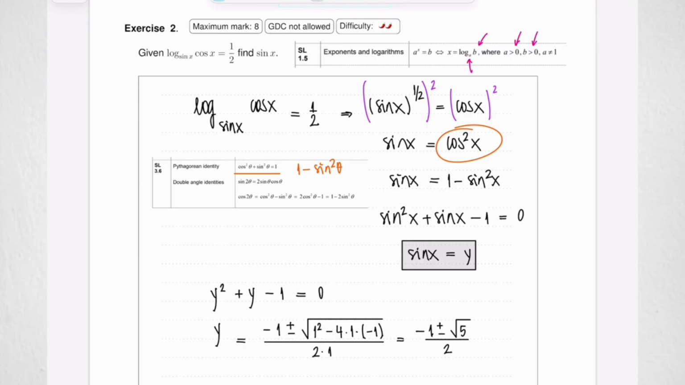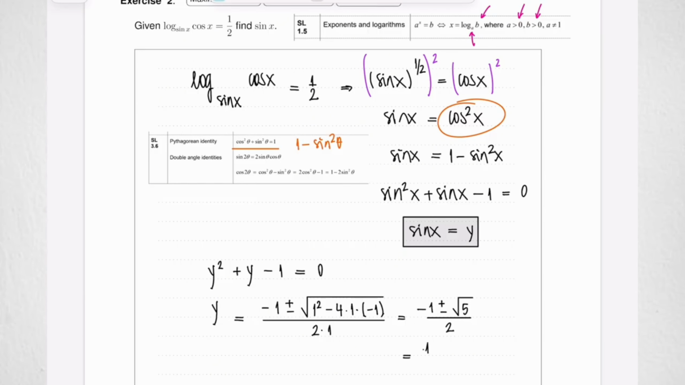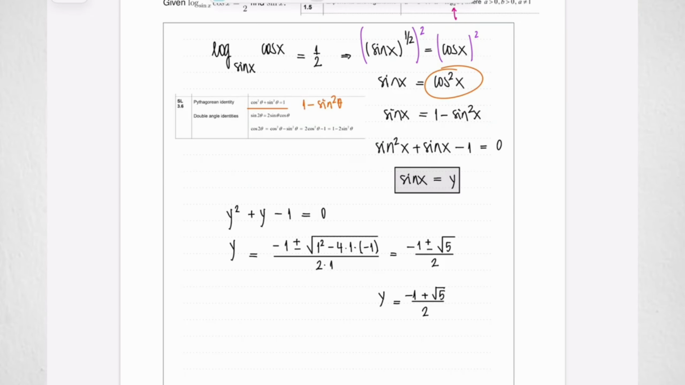Do notice that both the base and what shows up inside the log have to be greater than 0, meaning that the only possibility here is to have negative 1 plus root of 5 over 2 as our y, which means that sine of x is negative 1 plus root 5 over 2. So consequently, our sine of x, which has to be positive, is negative 1 plus root of 5 over 2.